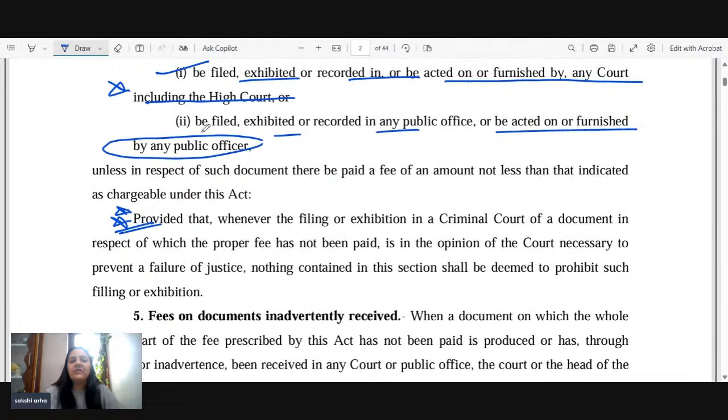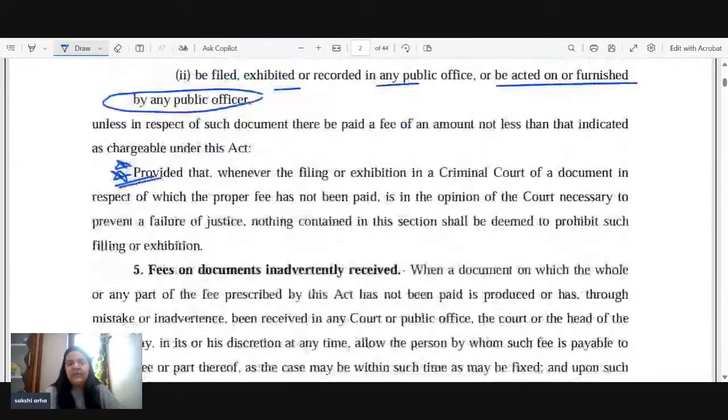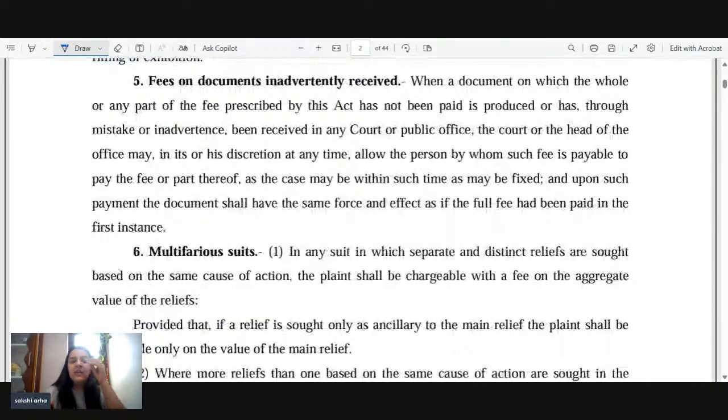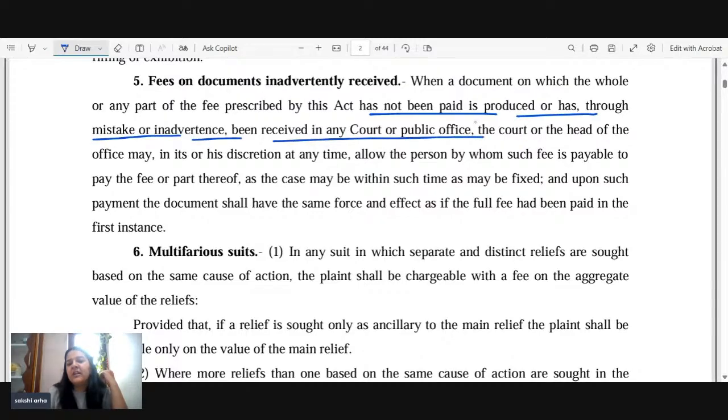Okay, so this is all about section 4. I hope this is clear. Next is fee on documents inadvertently received. Okay, so now let's read it. When a document on which the whole or any part of fee prescribed by this act has not been paid is produced or has through mistake or inadvertence been received in any court or public office, the court or the head of the office may at its discretion allow the person by whom such fee is payable to pay the fee.